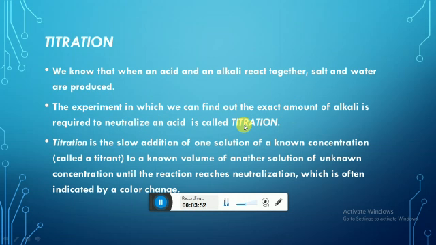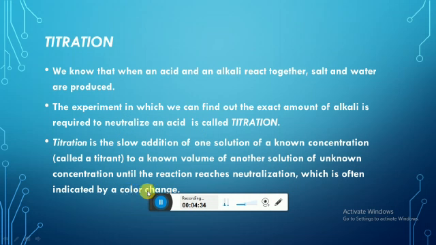Another definition: titration is a slow addition of one solution of known concentration to a known volume of another solution. One solution is alkali, another solution is acid of known concentration, until the reaction reaches neutralization, which is often indicated by a color change. It means when acid and alkali are mixed together and neutralized after the reaction, their color changes.